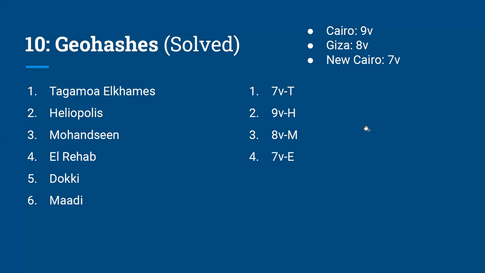And for the last two, Doki and Maadi, Doki belongs to Giza, so we would have 8V-D, and for Maadi, that would be 9V-M, where Maadi is part of Cairo. And that was basically it for our practice assignment and accordingly for tutorial session 3. Hope you got it.